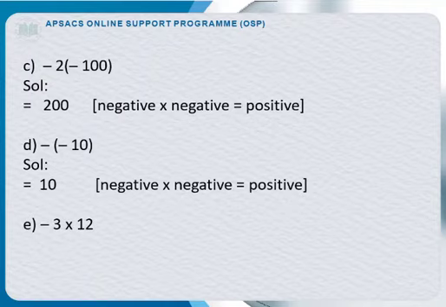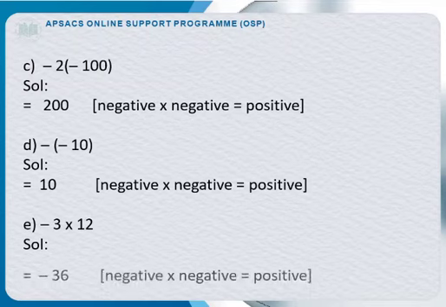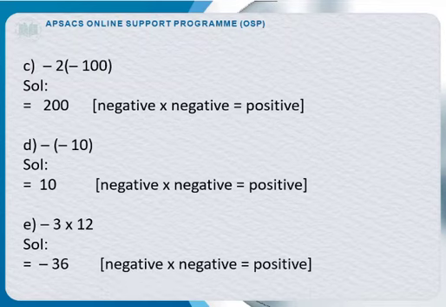Here comes part E. We have minus 3 into 12. First number is negative and the second number is positive. Whenever we multiply a negative number by a positive number, it will give a negative number. First, we will put the heading of solution. Then, minus plus minus, 3 into 12 is 36.